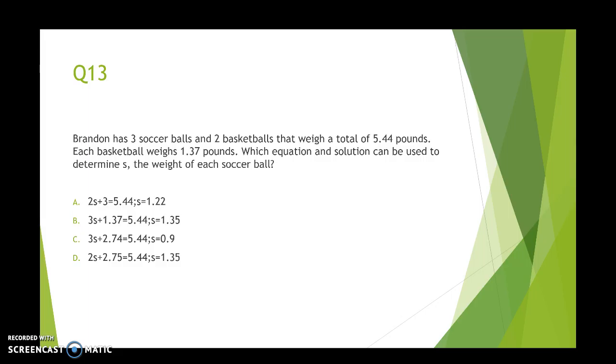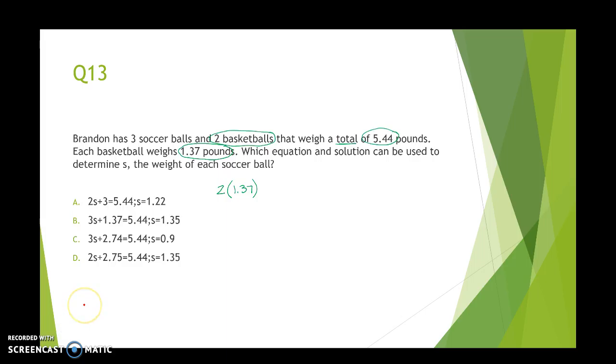Okay, so I'm going to focus first on the basketballs. So there's 2 basketballs, and they weigh 1.37 pounds. So how do I find the total weight of the basketballs? Well, I'm going to do 2 times 1.37 pounds. And then, if we're talking about total, right? Total is going to be 5.44. If I'm finding the total, I should do addition.